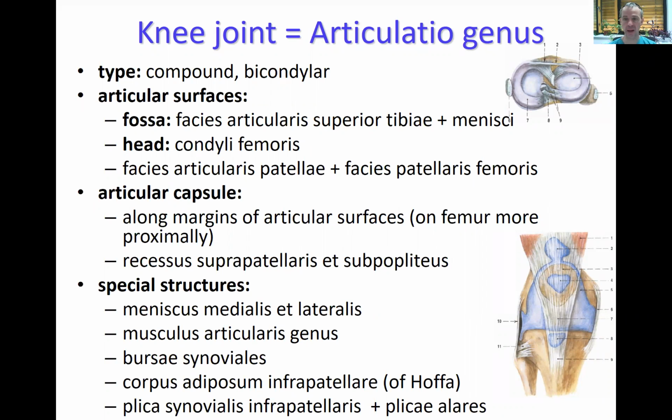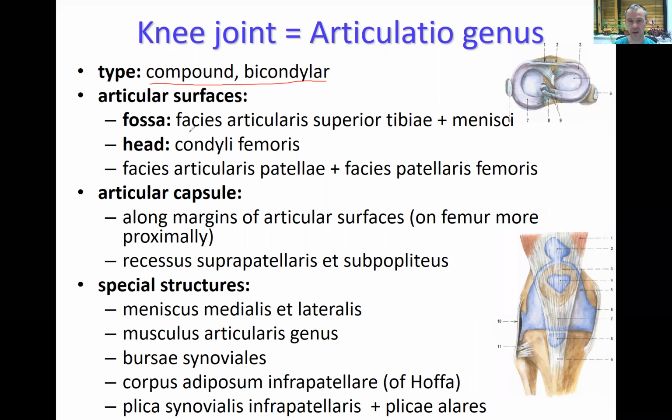Welcome to the fourth lecture concerning the topic of joints. We are going to continue with the knee joint, just to review the basic information which we talked about last time. The knee joint is the most complex joint of the human body. It's a compound bicondylar joint. It has two heads and two fossae.